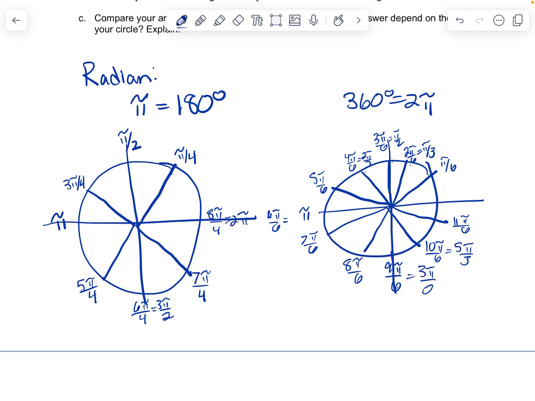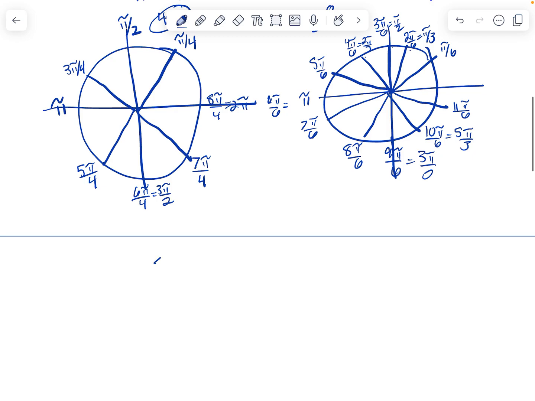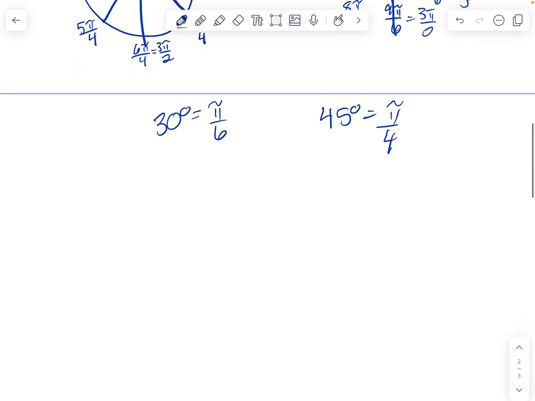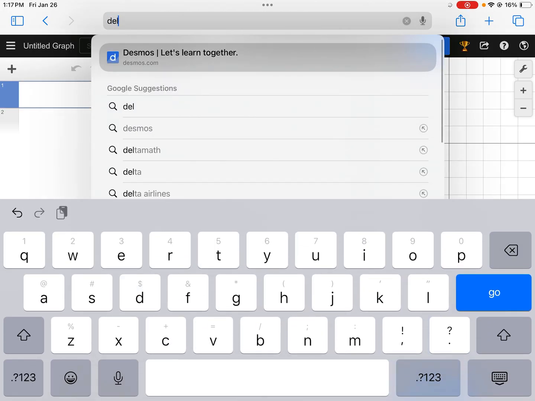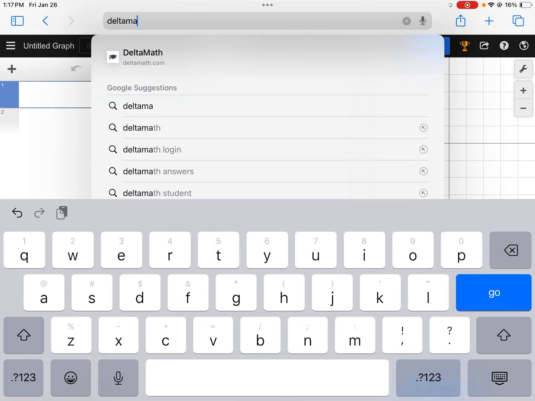So if we count by 30 degrees and 45 degrees, a couple key things to remember: 30 degrees is equal to pi over 6, and 45 degrees is equal to pi over 4. So what we're going to do is take a look at a Delta Math problem here.